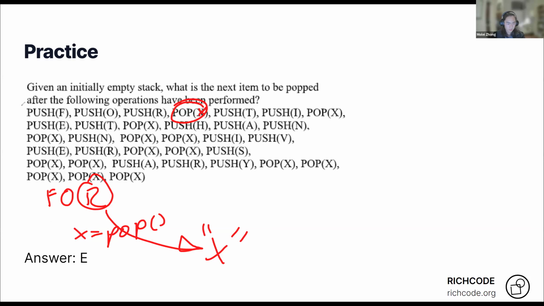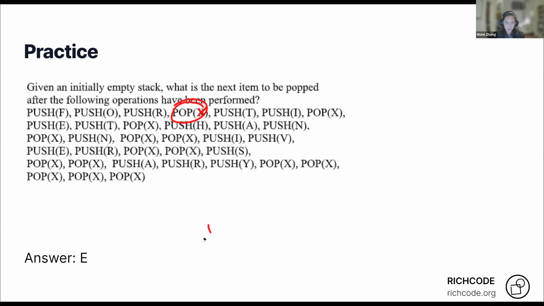So does anyone have any questions about either method, the counting or the writing out? Okay, just feel free to ask questions at any time. Let's move on.